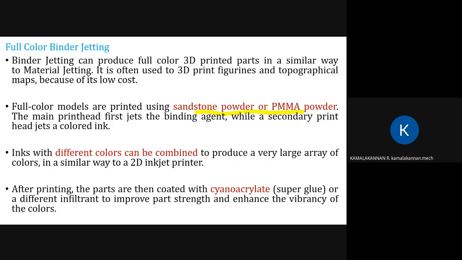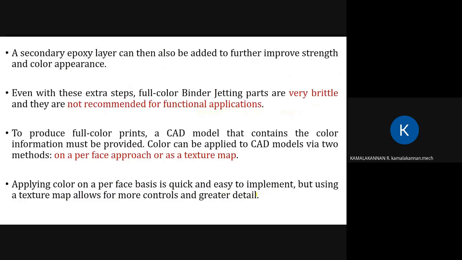After printing, the parts are coated with cyanoacrylate. Yes, cyanoacrylate is nothing but a super glue. It will enhance the binding property of the material, and it will also give a vibrant color to the material. Even epoxy they are using, for the binding strength of the powder and the color appearance. Epoxy is what you use in projects for materials. The same epoxy can be used because it is low cost and also has the property of binding powders.